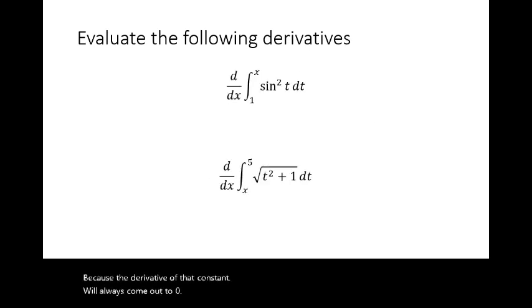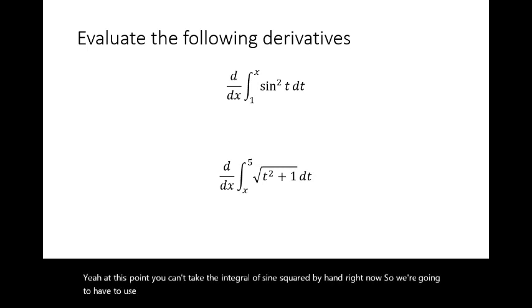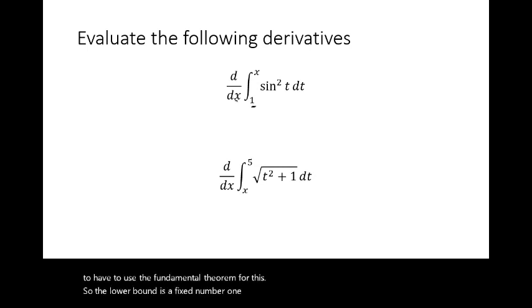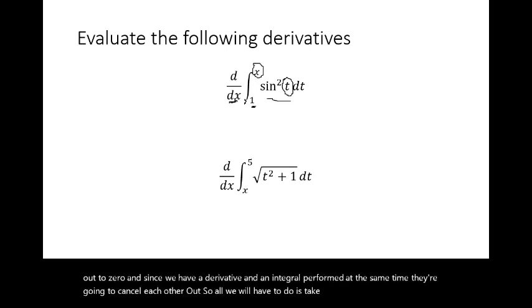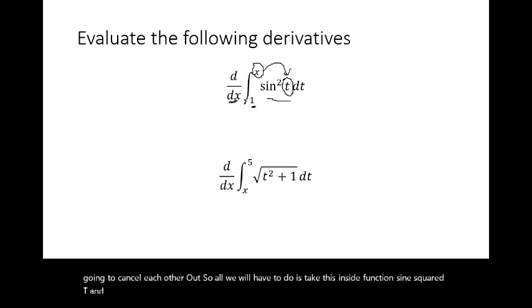So for these next two, we're going to use that shortcut. We're not going to do these the long way. In fact, at this point, you can't take the integral of sine squared by hand right now. So we're going to have to use the fundamental theorem for this. The lower bound is a fixed number, 1, which means the derivative of that constant will come out to 0. And since we have a derivative and an integral performed at the same time, they are going to cancel each other out. So all we will have to do is take this inside function, sine squared t, and plug in our upper bound for t. So those will cancel each other out, and that will leave you with sine squared of x.